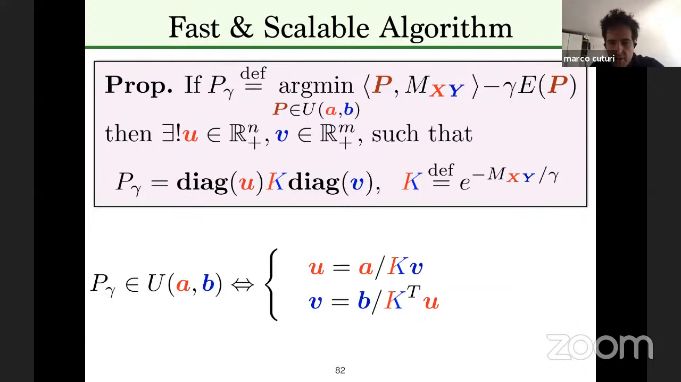And actually, maybe it's a bit simpler if you write them in the following way. U is equal to A divided by KV, and V is equal to B divided by K transpose U. I want to keep track of the fact that the only variables we have here are U and V. A and K are given by data. So those are basically two nonlinear equations that you want to solve.